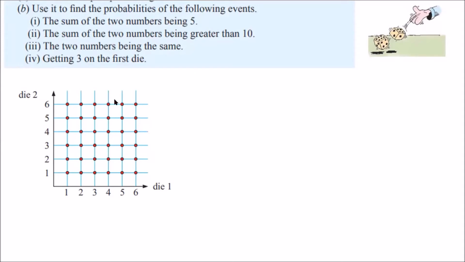Okay, first one. The sum of the two numbers being 5. Okay, let's see. Sum must be equal to 5.